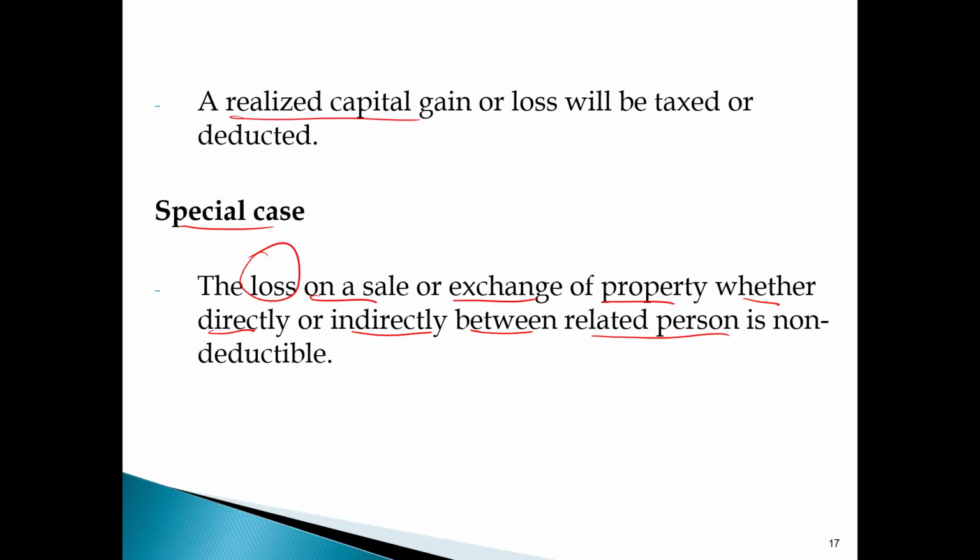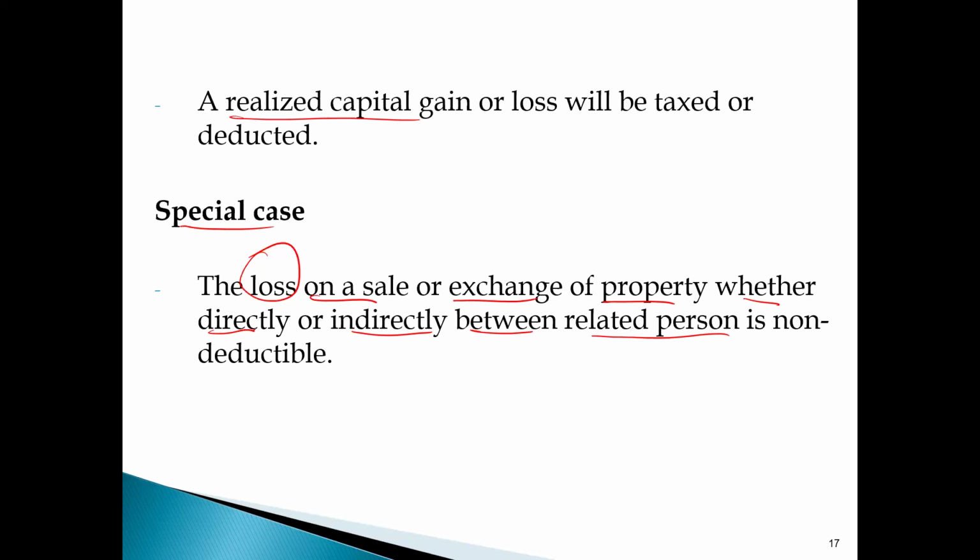If you transfer as a gift, there's no value at the time you actually transfer, and of course you will record a loss in your books. This loss is non-deductible. That's a special rule. Remember that.